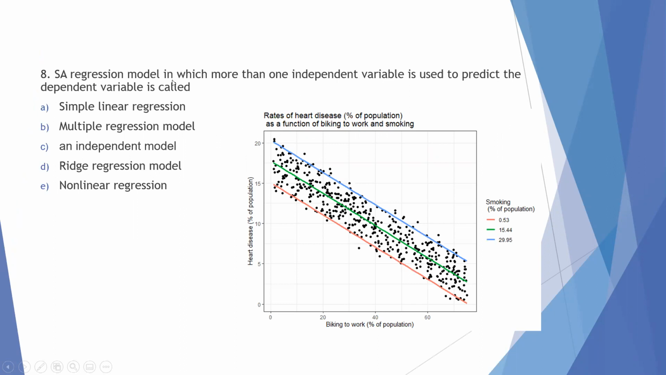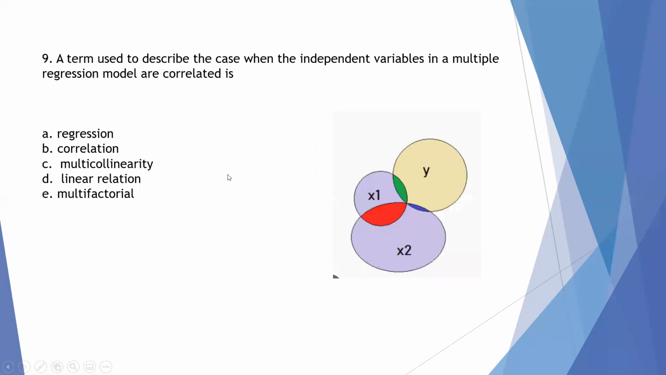So in a regression model, the following, a regression model in which more than one independent variable is used to predict a dependent variable is called, like in this, multiple regression model. Yes, right answer. A term used to describe the case when the independent variables in a multiple regression model are correlated is, like in this one, we can say it's collinearity. Yes, it's C, multicollinearity. Yes, that's the right answer.